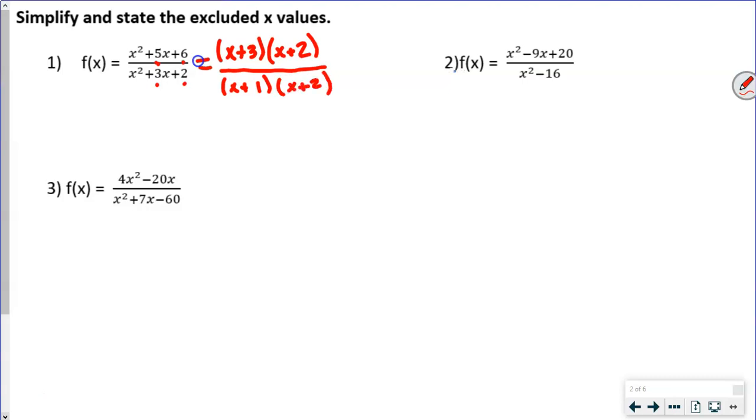Now, what do you notice? Hopefully you see that the x plus 2 is in both, right? So that's what's going to simplify. So we're going to end up with x plus 3 over x plus 1.